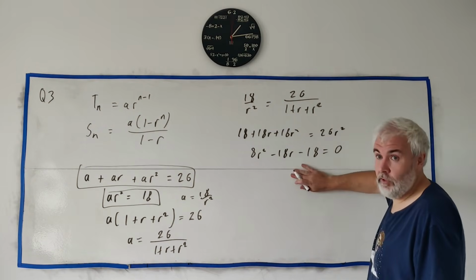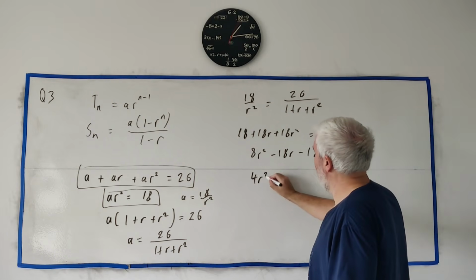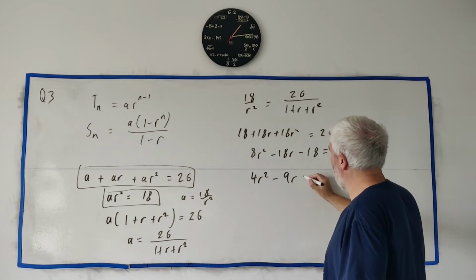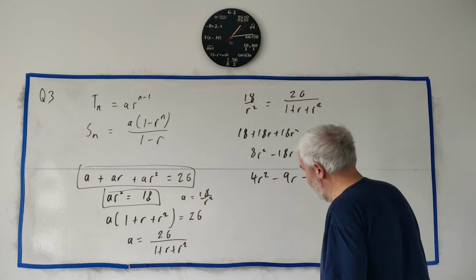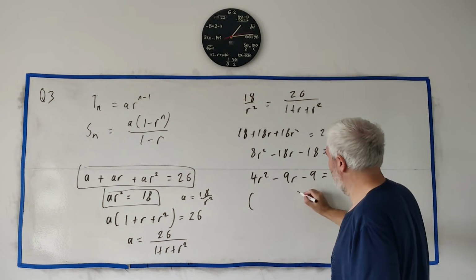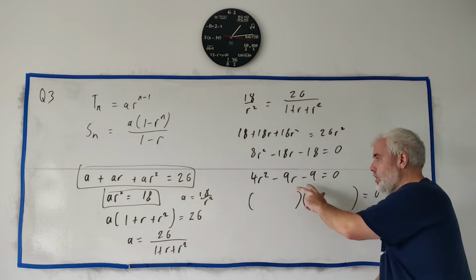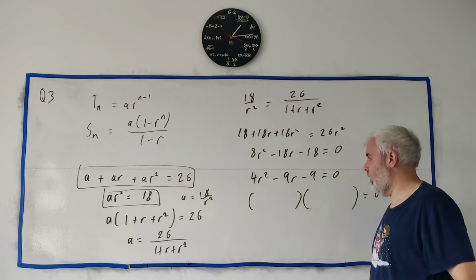We've got ourselves down to a quadratic. Now everything divides by 2, so let's get that down again. 4r squared minus 9r minus 9 is equal to 0. We can go ahead and factorize this. It does work out quite evenly, but if you are not good at factorizing, feel free to use the minus b formula. Go ahead and do that.